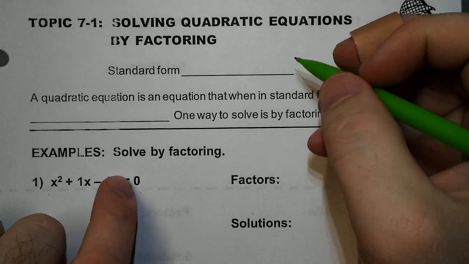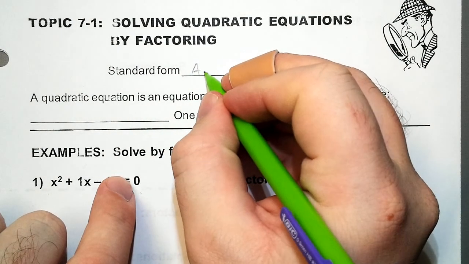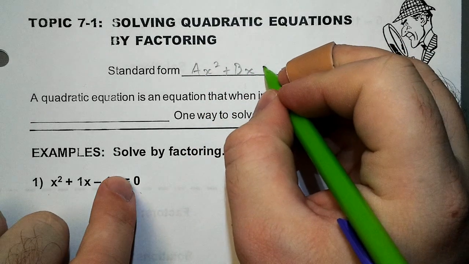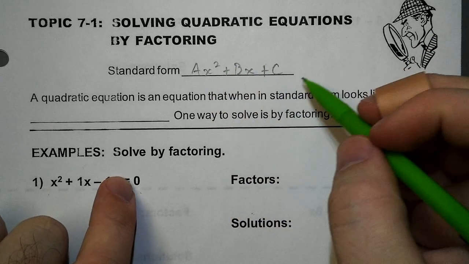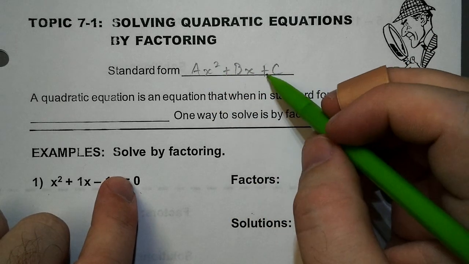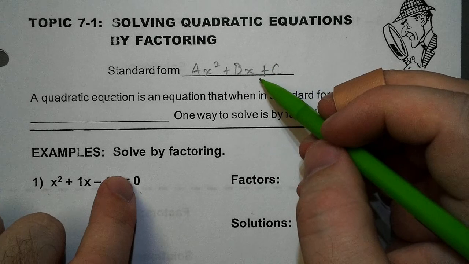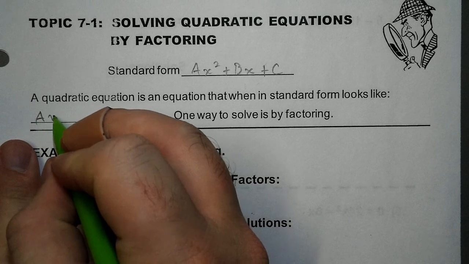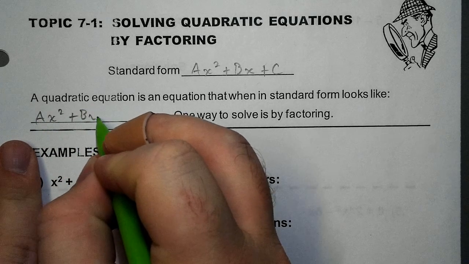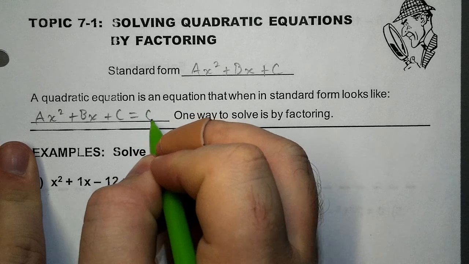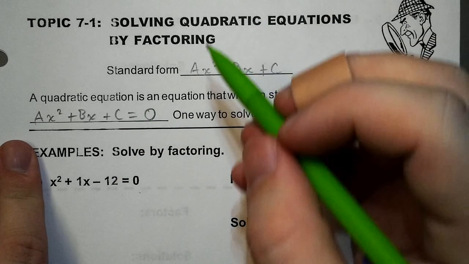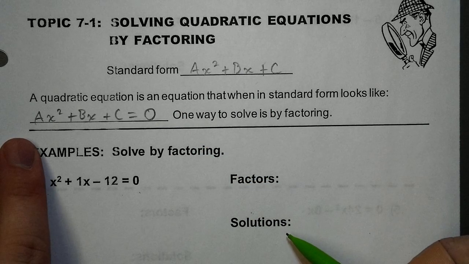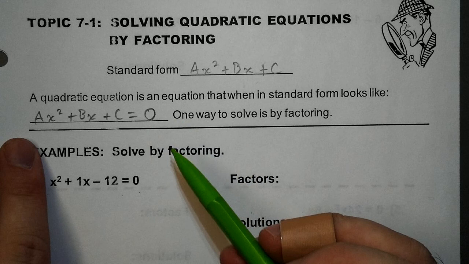Now, standard form of a quadratic is ax squared plus bx plus c. We've been using this for the last 2 weeks on solving the quadratics and finding their factors. Now, a quadratic equation is when you have ax squared plus bx plus c equal to 0. Basically, what we're going to do is solve using the factors, and I'm going to show you one more way to get your solution to where you can set it equal to 0.